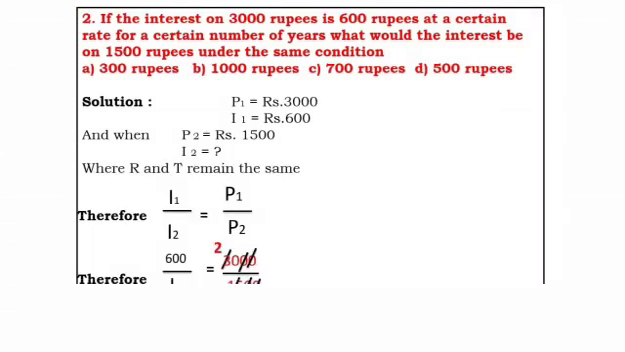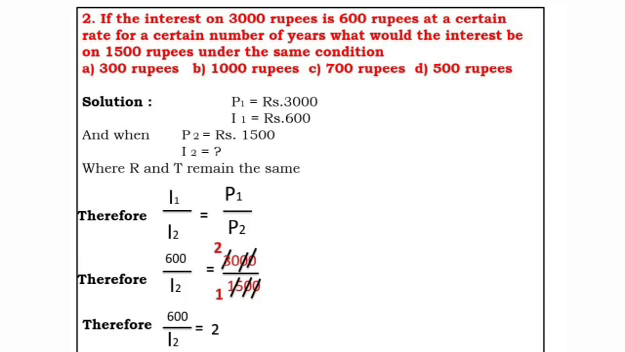The second sum. If the interest on 3000 rupees is 600 rupees at a certain rate for a certain number of years, what would the interest be on 1500 rupees under the same conditions? Now here children, again they have given you the 4 options and any one of the options is the right one. But here they have given you principal and interest, and they have said that your rate of interest and time are same for both.